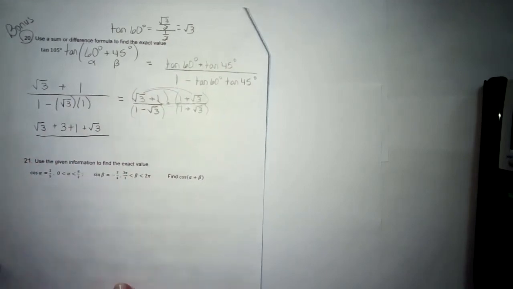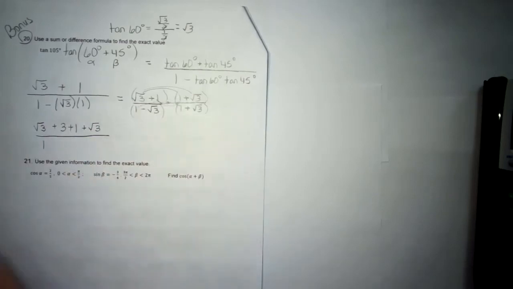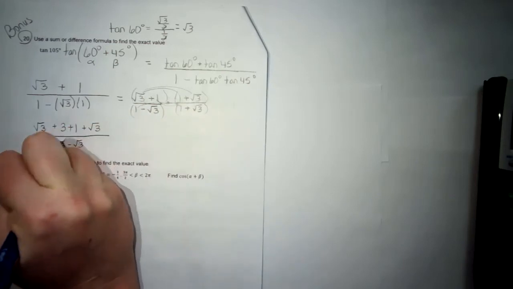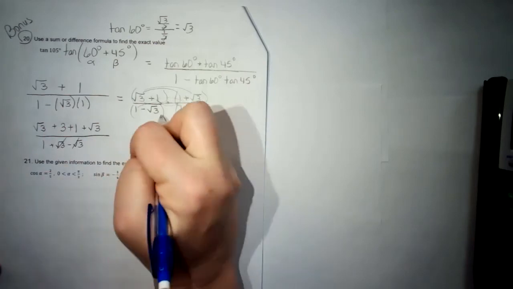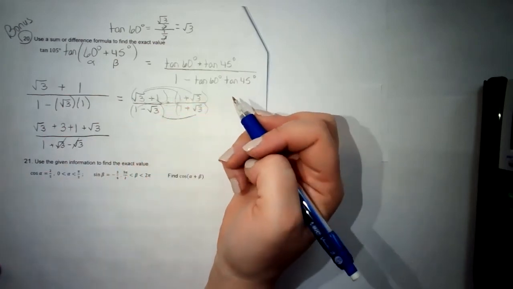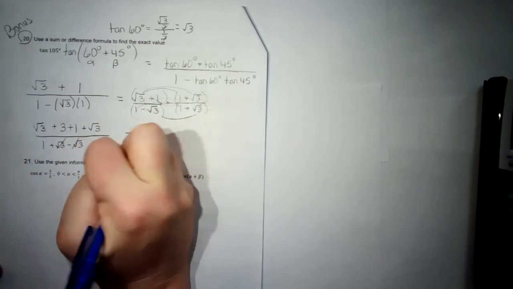Okay. Let's look at the denominator. I'm going to have 1. Okay. I'm going to have plus a root of 3 and minus a root of 3. So those are going to cancel. What's negative root of 3 times positive root of 3? -3. Good. Okay. Let's clean up now.